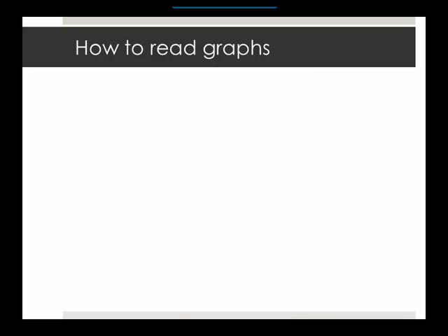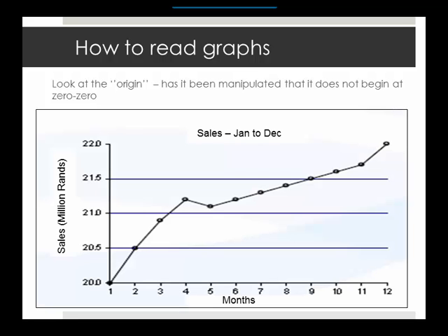The next aspect is to look at the origin. Has it been manipulated so that it does not begin at 0, 0? In our case, the answer is no. This indicates that it has been manipulated. While there is nothing wrong with manipulating the origin, the rule is that it must be shown. How do you show a manipulation? The use of what I call a squiggly line.